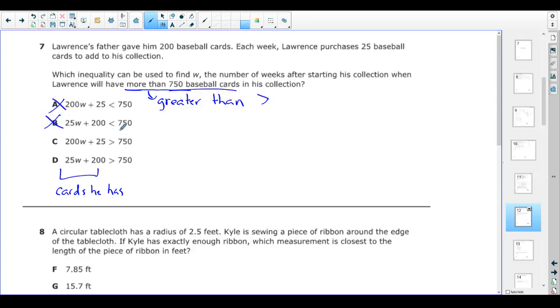That eliminates B. And then the only difference between these two is this says 200 a week and this says 25 a week. So if we go back to our question, it tells us each week he got 25. So our rate, what should be multiplied by W, should be this 25 here. Because this plus 200 was what his father gave him. This is a one-time event. He doesn't get 200 cards from his father every week. He only gets that one time. That makes D the best answer.